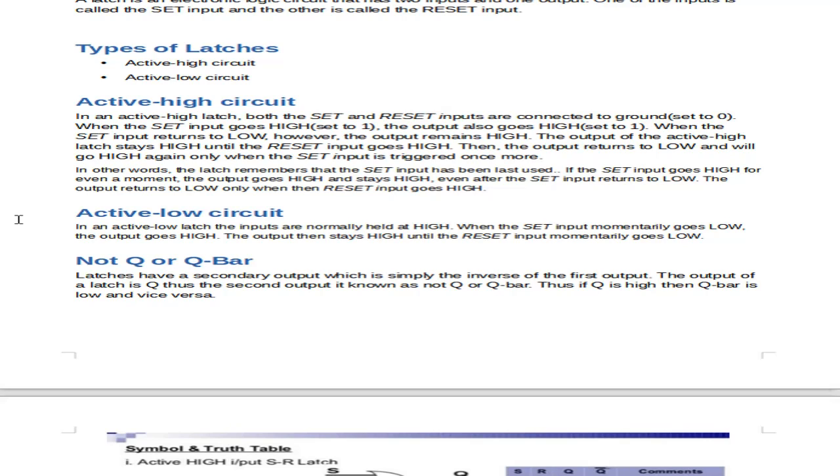Active low circuit. In an active low latch, the inputs are normally held at high. When the set input momentarily goes low, the output goes high. The output then stays high until the reset input momentarily goes low.